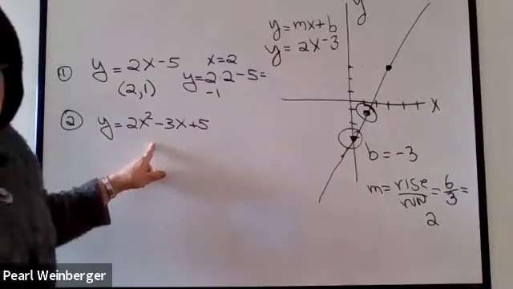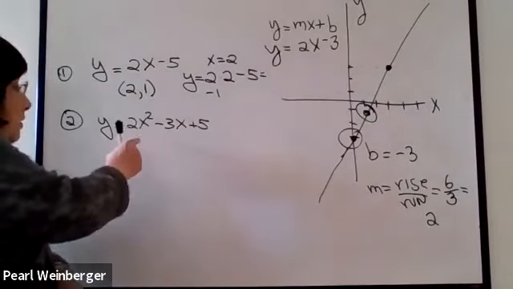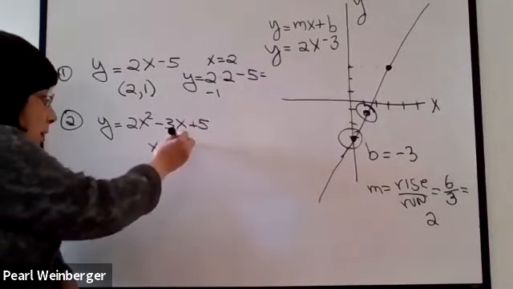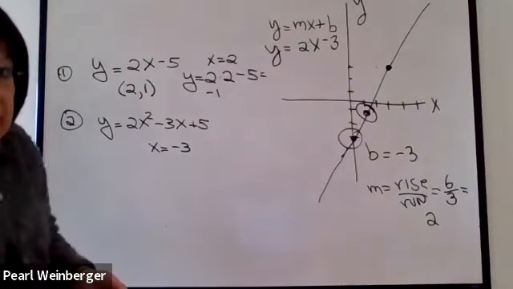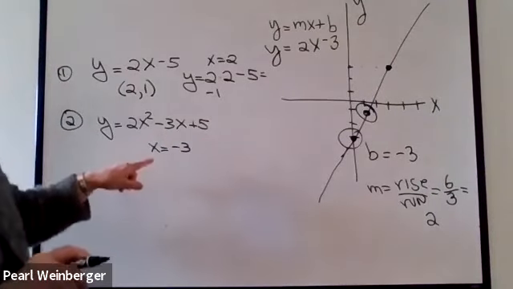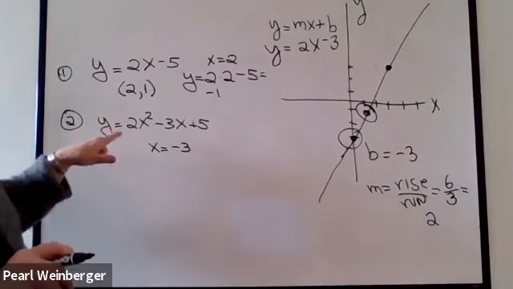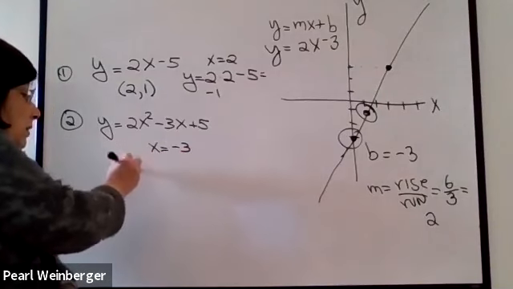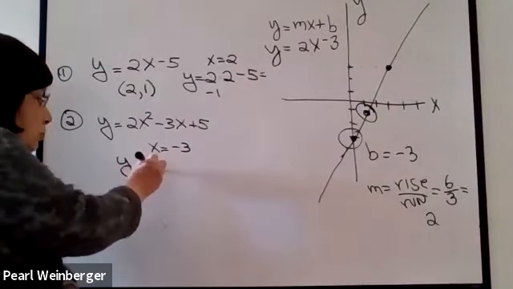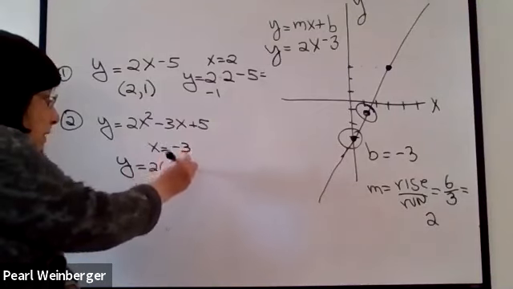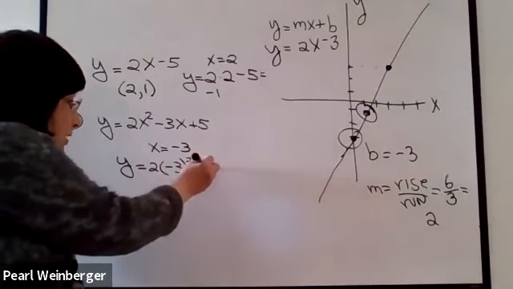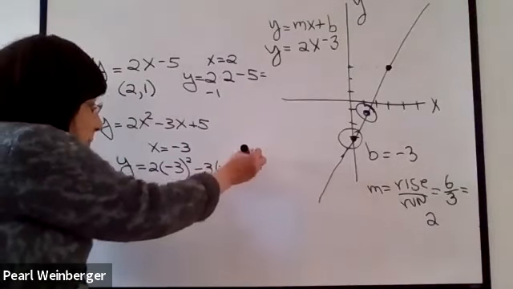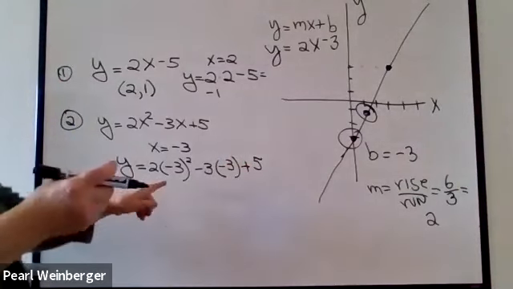I could do the same thing with the equation over here. What if in equation 2, I pick x to be negative 3? Could we figure out what y is? It's not going to be a line, but we can figure out what y is by replacing the x by negative 3. We would then get y equals 2 times negative 3 squared minus 3 times negative 3 plus 5. It's a little more work, but the idea is the same.